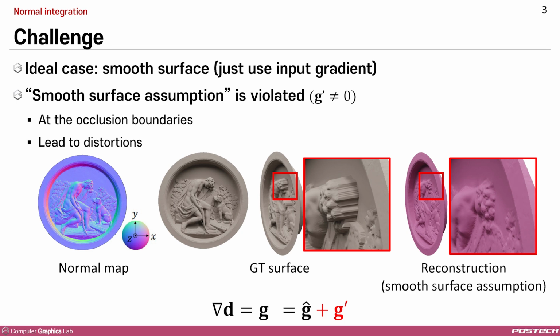Integrating the gradient directly can ideally provide the desired surface, but this smooth surface assumption often fails in real-world scenarios, especially at occlusion boundaries. These boundaries cause distortions, and ignoring them leads to significant errors, as seen in the head part of the image where discontinuities occur. Thus, it's crucial to consider not only the surface gradient but also the depth jump between adjacent points, denoted as G'.